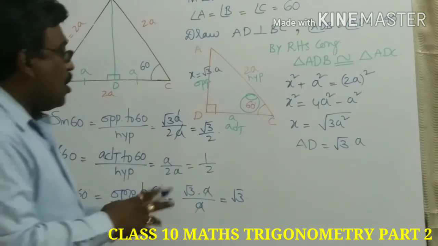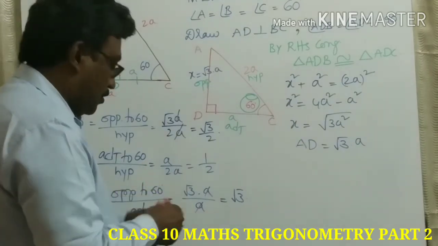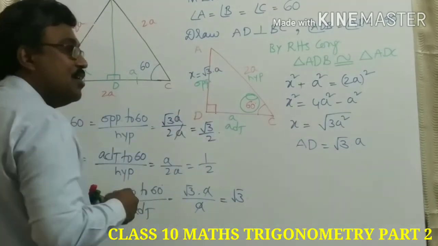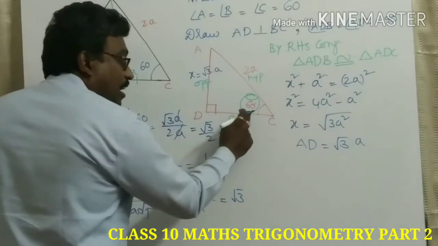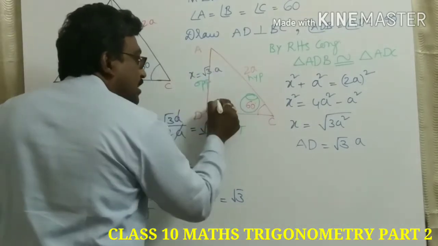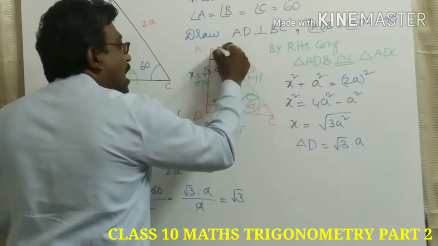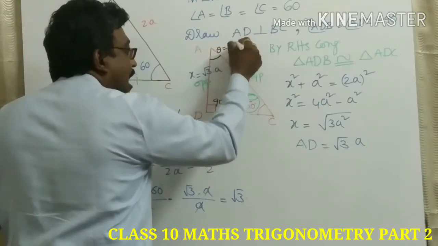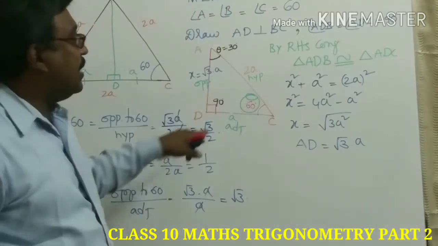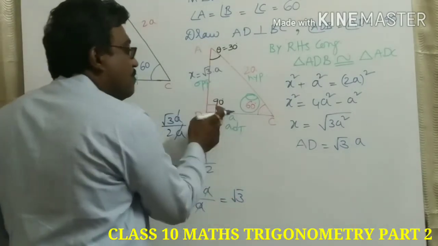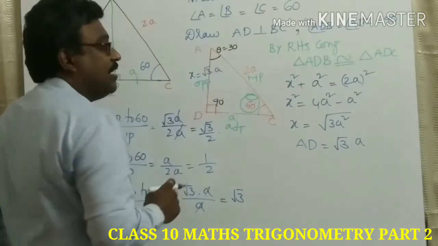At the same time, if you take the same triangle, theta is 60 degrees, and this is 90 degrees. Now this value is how much? 30, because of the angle sum property. The sum of three angles is equal to 180 degrees. 60 plus 90, so this is 30.